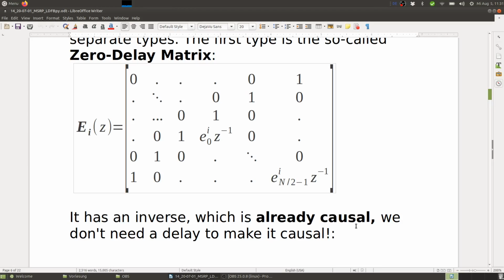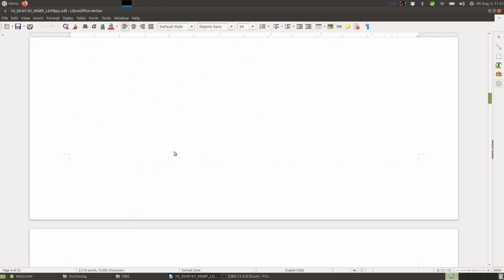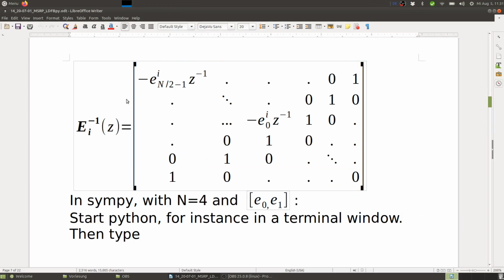And that's different from our delay matrix. Remember, in the delay matrix, the z to the minus 1 turned into the z to the plus 1, which is non-causal. But if we invert this matrix, you can take a look at the result. So this is the inverse, right? The inverse of this matrix, E inverse.